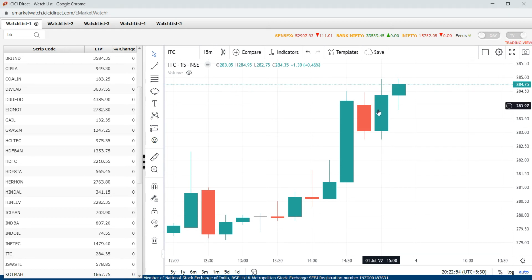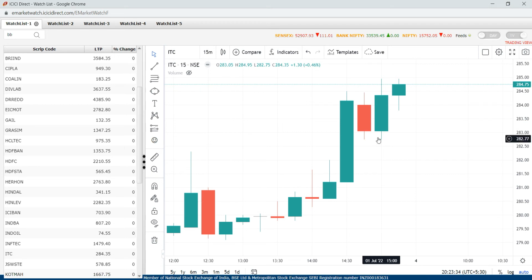Let's take this particular candle. If you see, the open of this candle was 283.05, and it made a high of 284.95 and a low of 282.75, and the closing was 284.35. Whenever it's a green candle, you'll always have to look at the open and the close. The opening was 283.05 and the close was 284.35. Whenever the close of the candle is higher than the open, it is going to be a green candle.